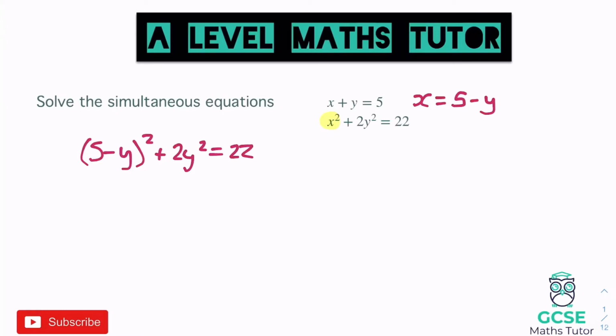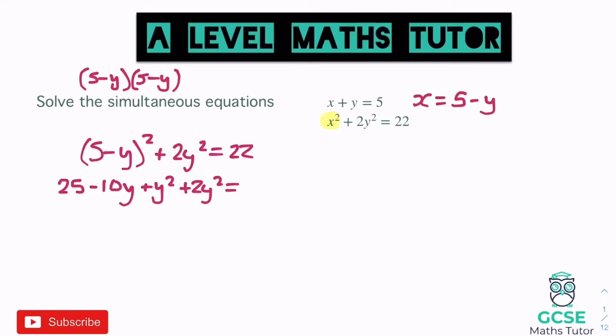So if we expand this double bracket here, we get 5 minus y squared. You can still write this out if you want, 5 minus y brackets 5 minus y, but I'm just going to expand that and assume that we're okay expanding from a squared bracket here. So 5 times 5 is 25. You get 5 times negative y, which makes minus 5y, and we've got 2 of those, so that's minus 10y. And then we've got negative y times negative y, which is positive y squared. And then we're going to add to that this 2y squared, and it equals 22. Now I just want to rearrange that, make sure all those squared pieces are at the start.